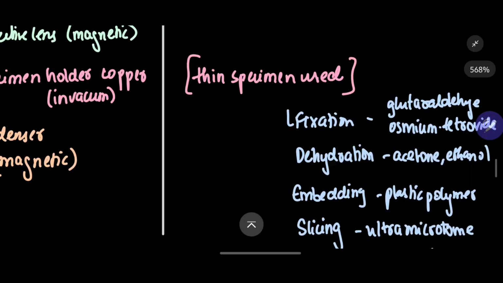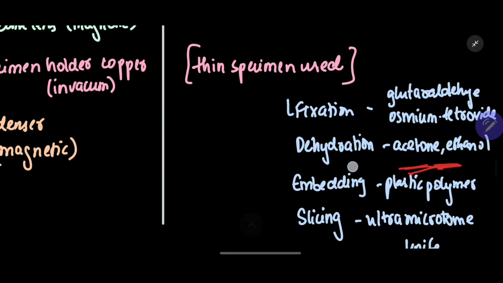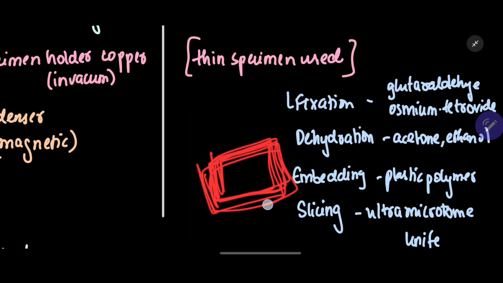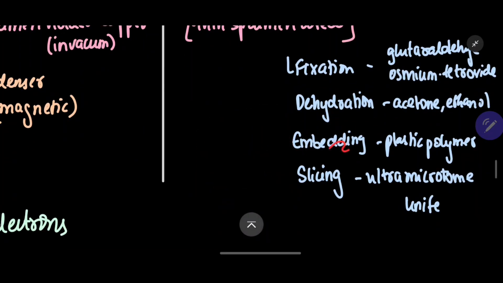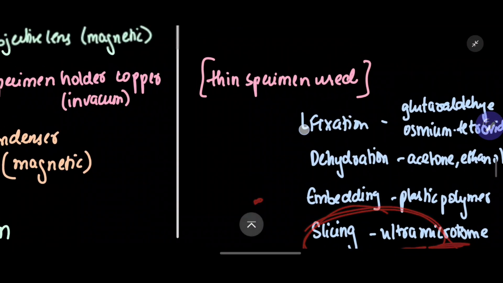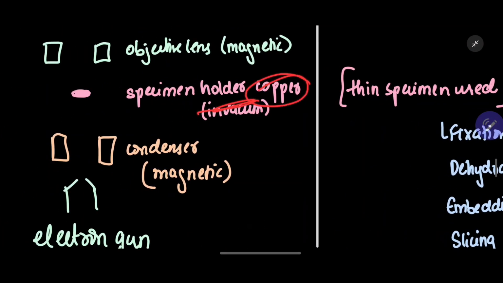So how that is made is, your cells are fixated, that means they are killed and their structure is preserved. These are killed by using glutaraldehyde and osmium tetroxide. Then these will be dehydrated using organic solvents like acetone and ethanol. Then they will be embedded into some plastic polymer and made to form a hard, solid block. After this, it's going to be sliced by an ultramicrotome knife. This helps it maintain this really small structure, and then you place it on the specimen holder, which is made up of copper.